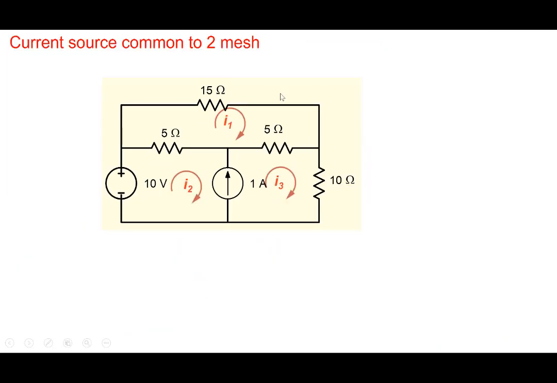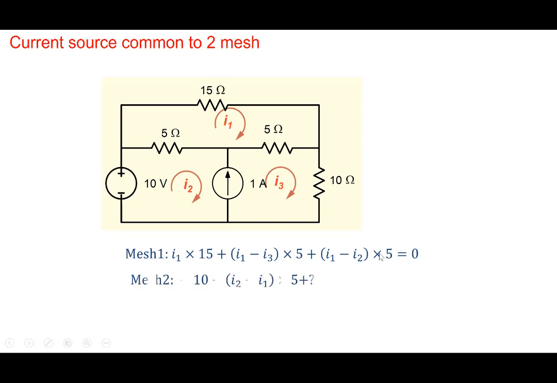All right. So just like nodal, if you have a current source, normally current source will not cause a problem, but if you have a current source which is common to two meshes, that may cause an issue between them. So let's look at it. Let's say you want to write, so three meshes are there.